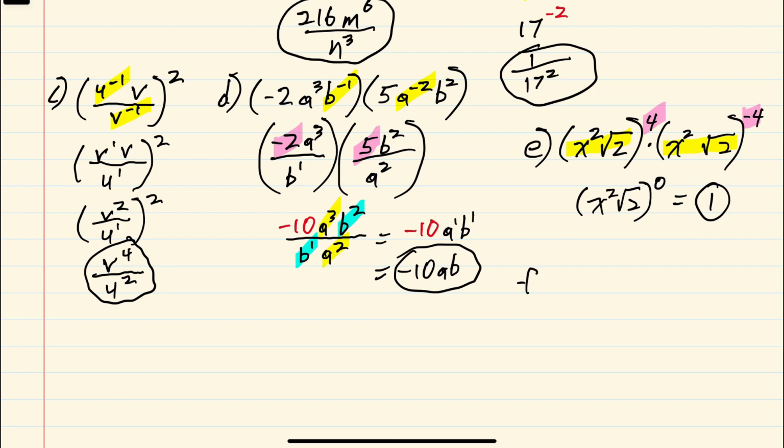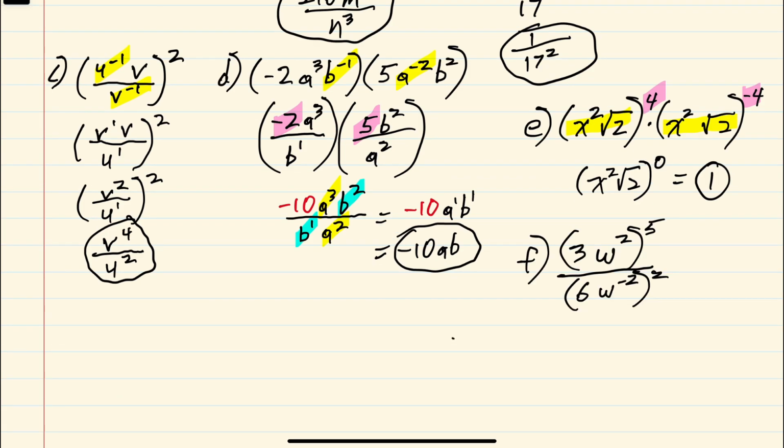And then our last example, for F, in the numerator, I have this 5 power on the outside. That applies to everything inside. So the 3 would be raised to the 5th power, and the w to the power of 2 times 5, or 10. In the denominator, the 2 applies to everything. So the 6 would be squared, and the w^-2, I would multiply the power inside and the power outside to be negative 4.